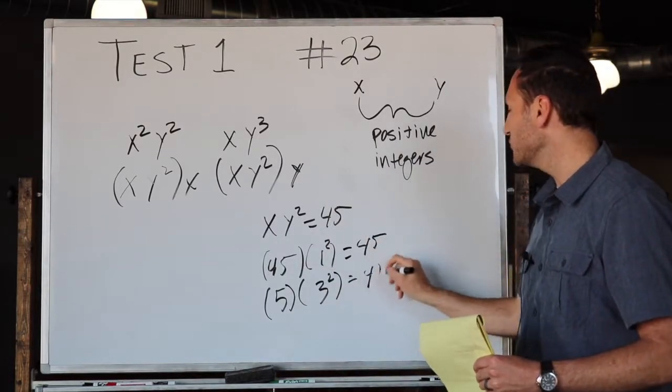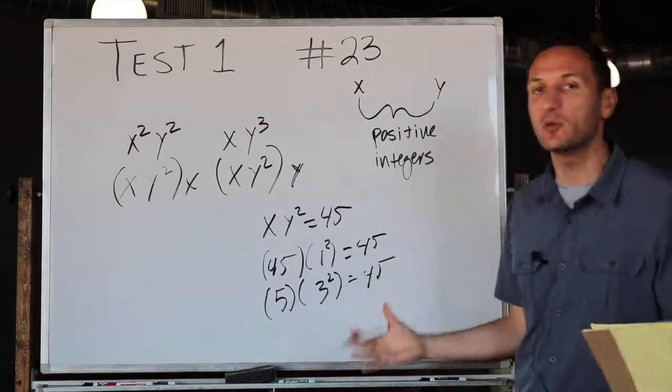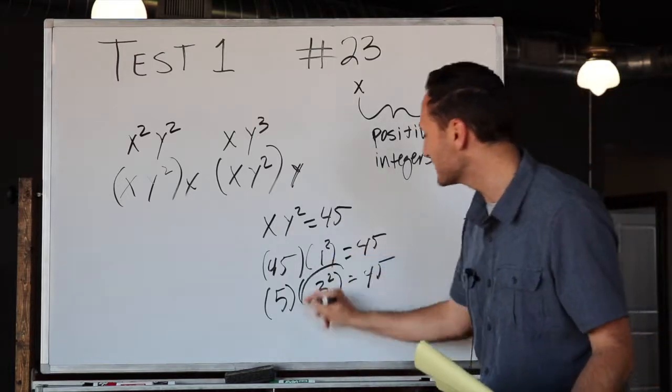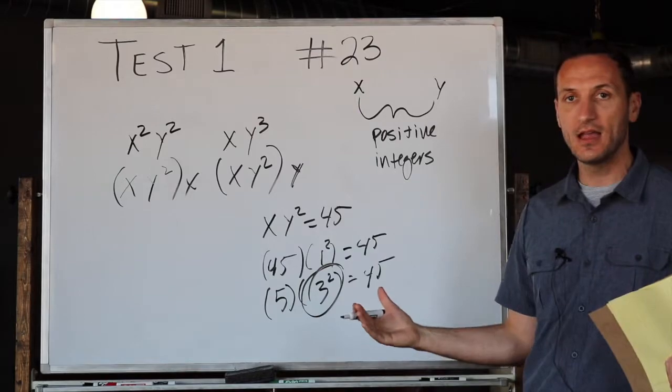Now when we look into our answer choices, which is the only one that's available to us? The one that's available to us is y equals 3, and that's your answer.